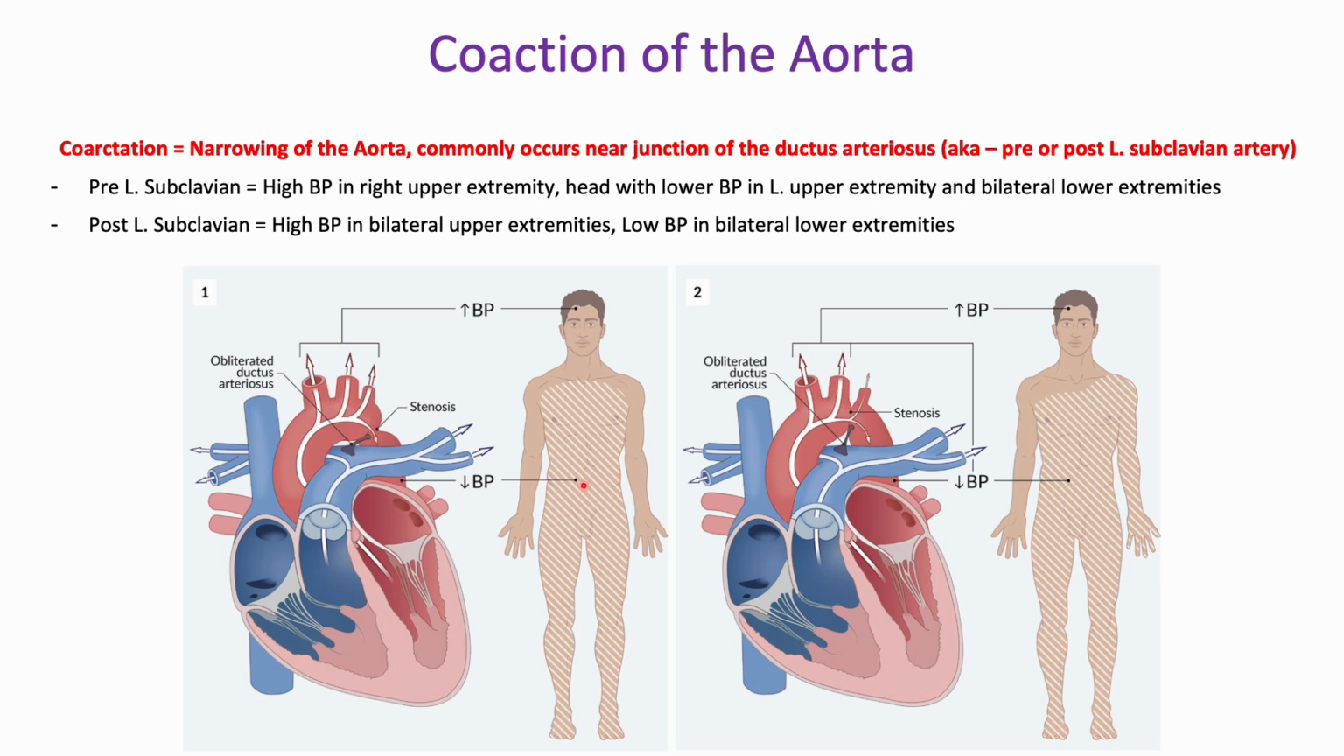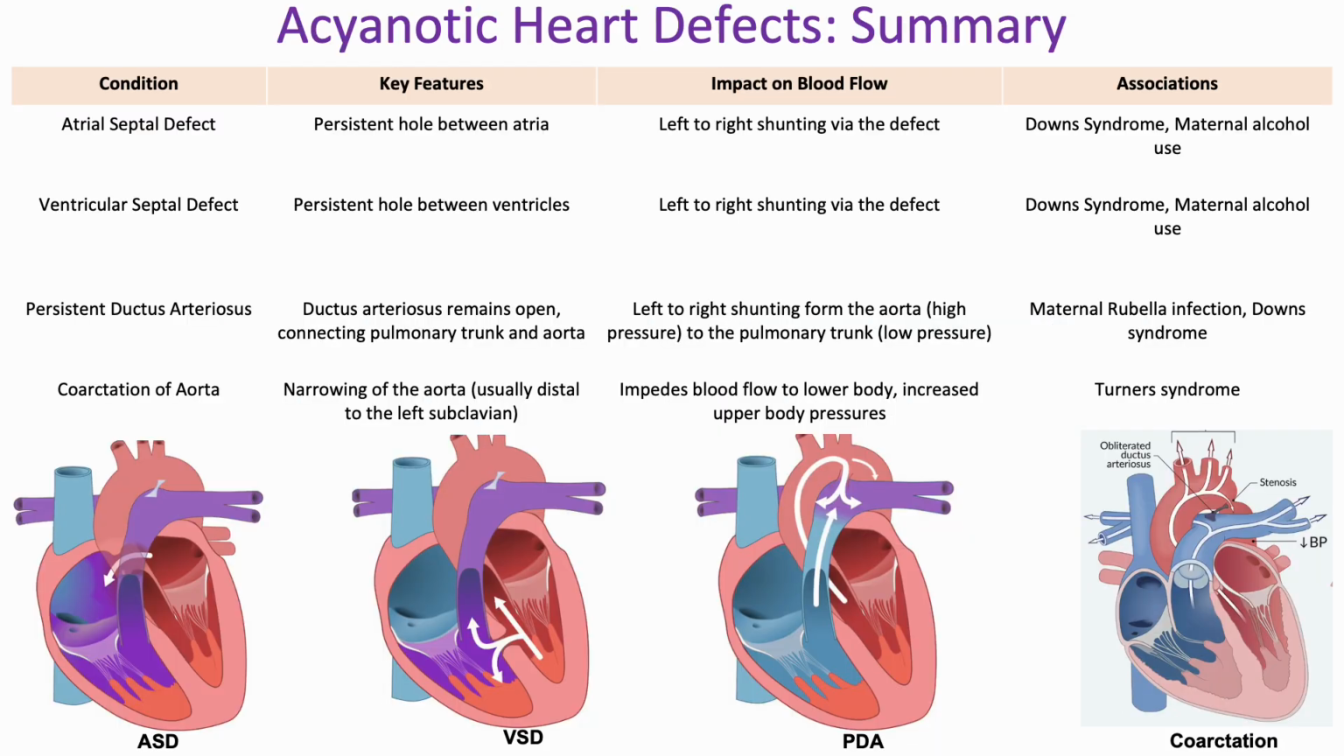And that's where we can get low blood pressure in the lower limbs, high blood pressure in the upper limbs. So this is an instance in which you check blood pressure in newborns in both the upper limb and lower limb. All right, so here's a summary of our acyanotic defects, the big conditions, key features, how blood flow is going to change, and associations you might want to know.